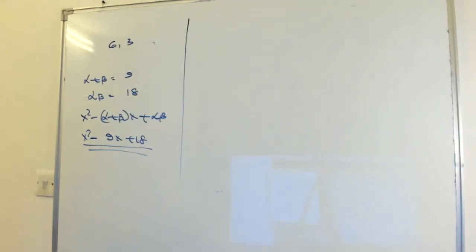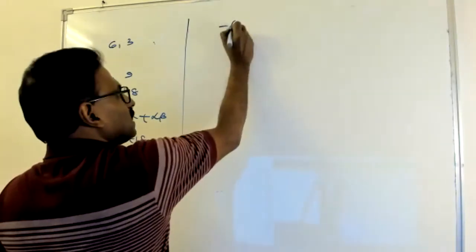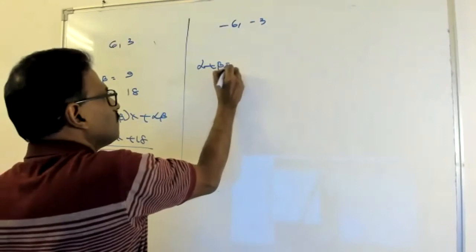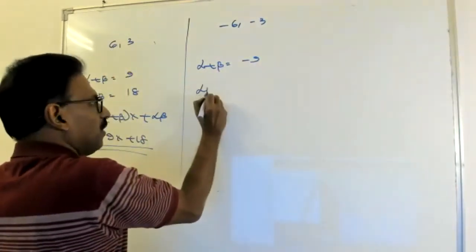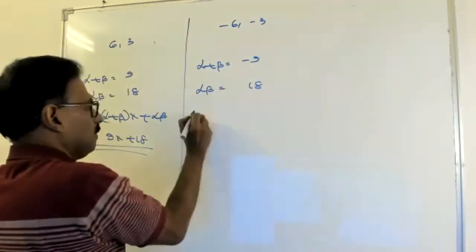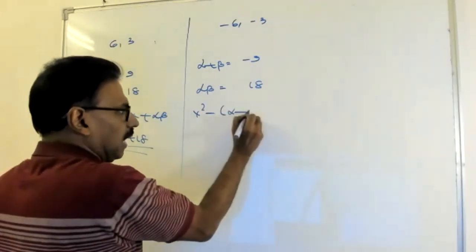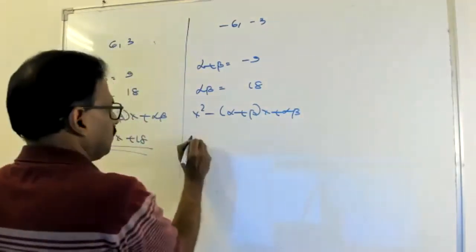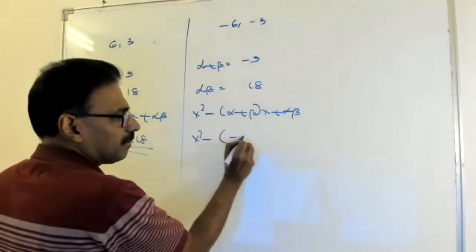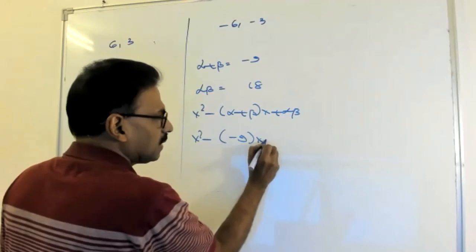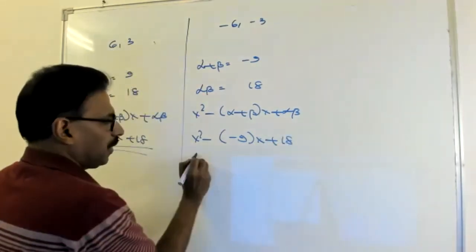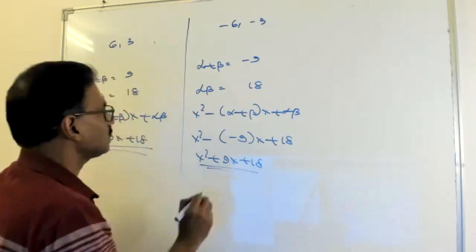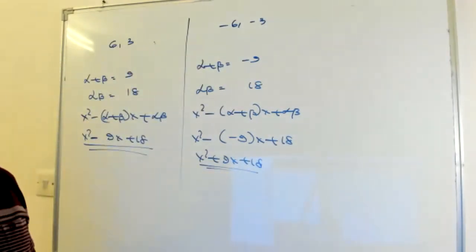Okay, then next is minus 6, minus 3. Alpha plus beta, minus 9. Alpha beta, 18. x square minus (alpha plus beta) into x plus alpha beta. x square minus of minus 9x plus 18. So x square plus 9x plus 18. See the difference? Okay. Copy this one.